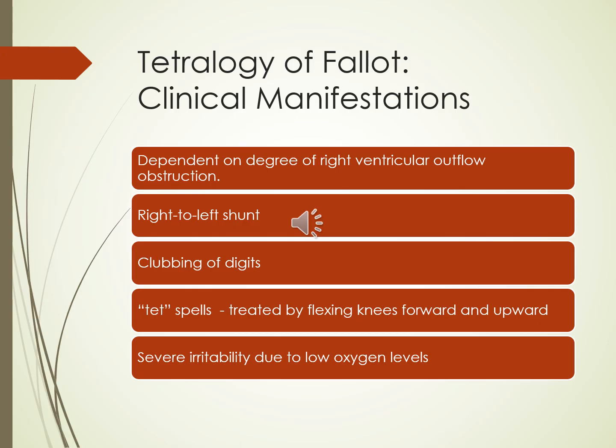What are some clinical manifestations with tetralogy of Fallot? So it's going to depend on the degree of the right ventricle outflow obstruction. You will also see a right to left shunt, clubbing of the digits, those TET spells. How do we treat them? We flex the knees forward and upward, right? And then severe irritability related to those low oxygen levels.